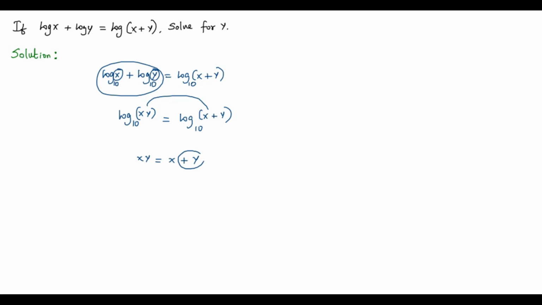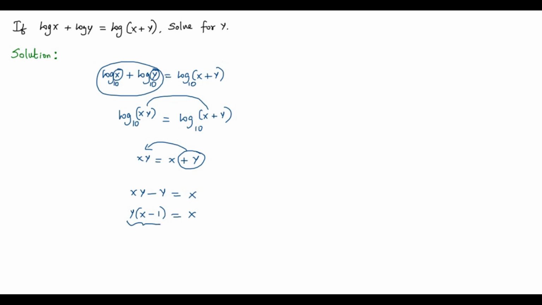So I am moving this plus y to the left side of the equation. Then I get xy minus y is equal to x. Now y can be factored out from these two terms. If y is factored out, we get y times x minus 1 is equal to x.